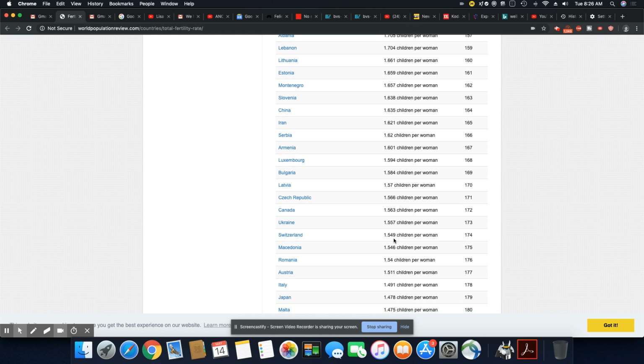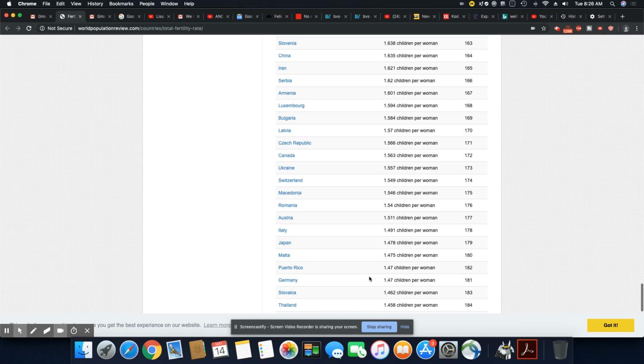Switzerland at 1.549 children per woman. Romania, 1.54 children per woman. Italy, which has one of the lowest, at 1.491 children per woman. And Puerto Rico. And you know what? This shocked me. I had no idea.